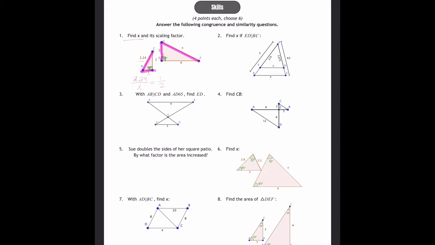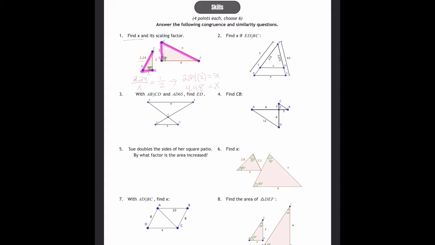So now I'm going to solve. The next step is to do 2.24 times 2 equals 1x. So we know 1x is the same as x, so I'm just going to bring down my x, equals, and what's 2.24 times 2? You'll get 4.48. So that is how I find my x.